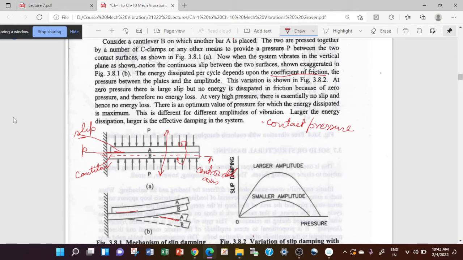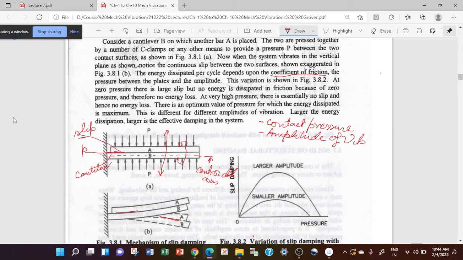It also depends upon the amplitude of vibration. So this type of damping depends upon three factors: one is the coefficient of friction, the contact pressure between the two parts, and the amplitude of vibration.